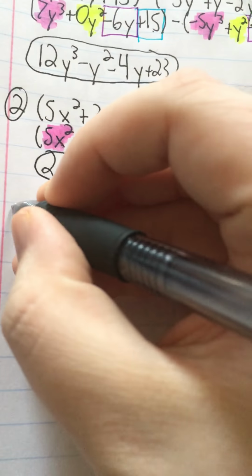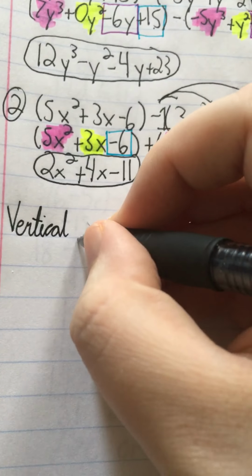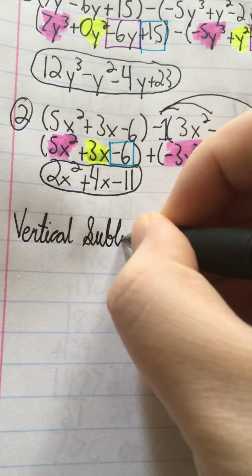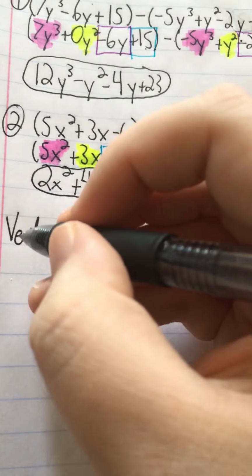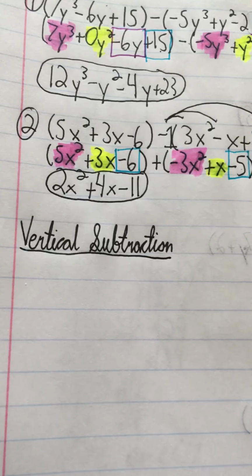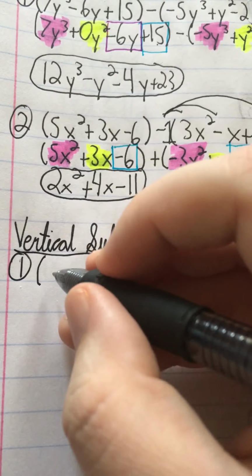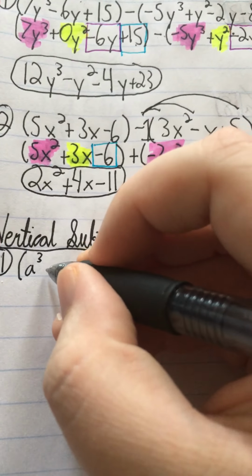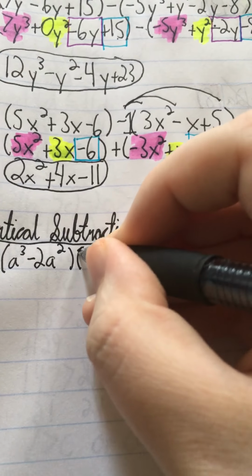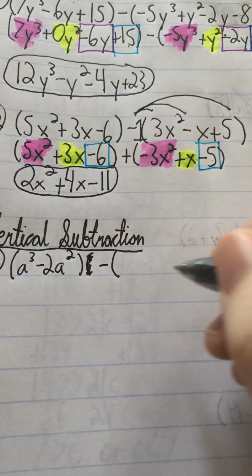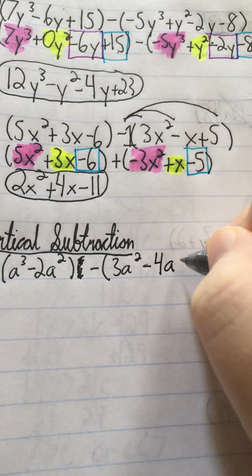So now we're going to move on to vertical subtraction. So our first problem, we have a cubed minus 2a squared minus 3a squared minus 4a cubed.